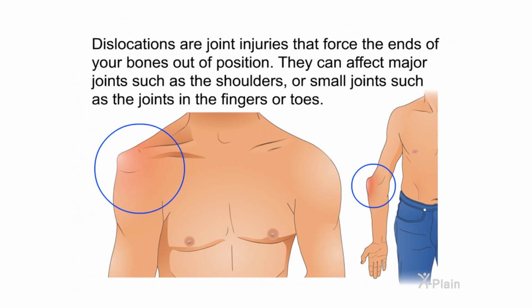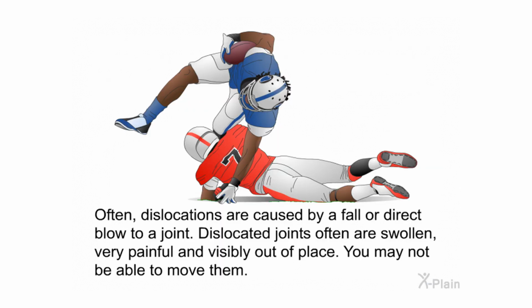Summary. Dislocations are joint injuries that force the ends of your bones out of position. They can affect major joints such as the shoulders or small joints such as the joints in the fingers or toes. Often dislocations are caused by a fall or direct blow to a joint. Dislocated joints often are swollen, very painful, and visibly out of place. You may not be able to move them.